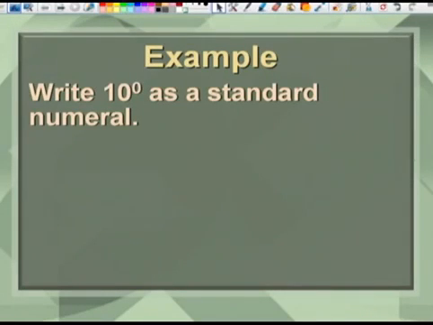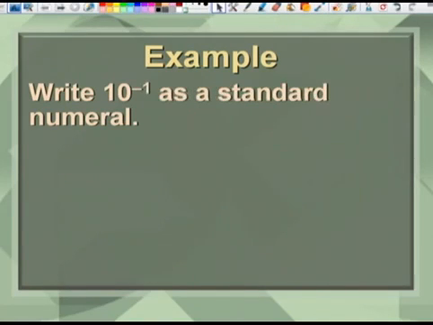Okay, so we're going to start by looking at base 10. Write 10 to the 0th power as a standard numeral. Do you remember what any base to the 0th power is? That's 1. Okay, what is 10 to the 1st as a standard numeral? It means without the exponent: 10. What's 10 squared? Right, 100. 10 times 10. All right, now be careful. You think I'm going to go 10 cubed, right? No. What is 10 to the negative 1 power?